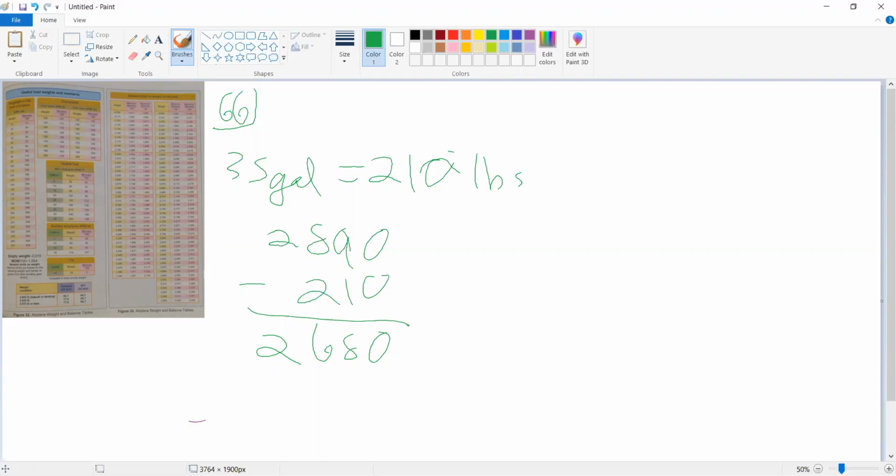So let's figure out the moment. So the moment for fuel for, excuse me, for 210 pounds is 158. So yes, we lost 158 in the moment. Let's write that over here. So we have the moment for this on our chart? 2,890. Yes, we do.